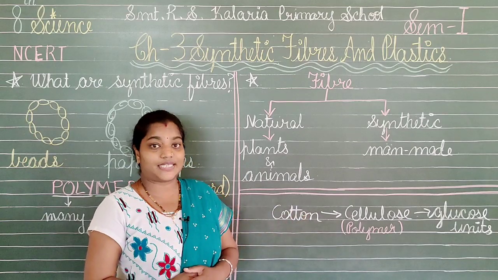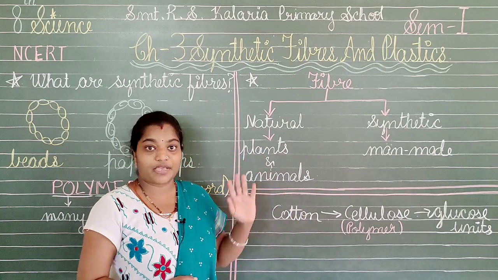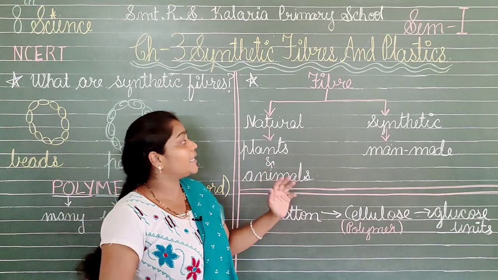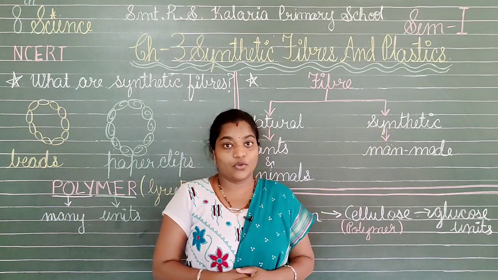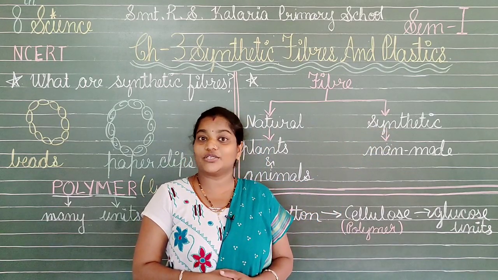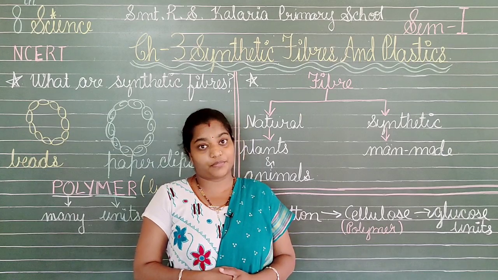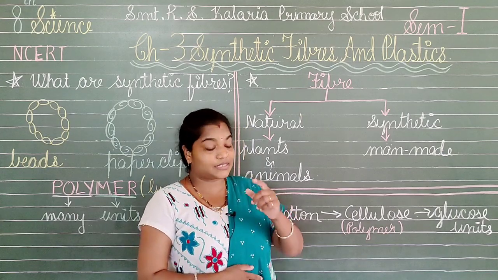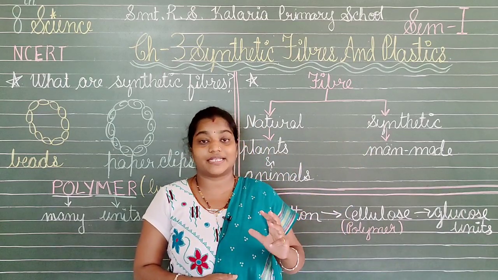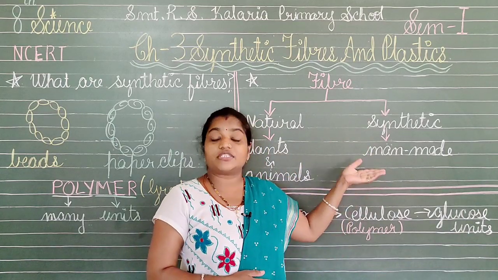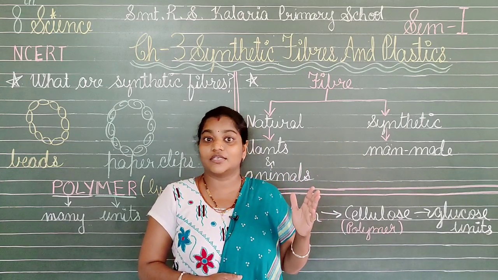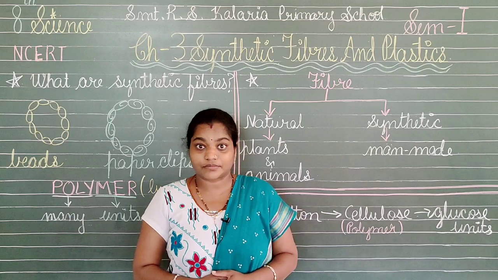So here we can say that these are the natural fibers which can be obtained from plants and animals. Now the second type we have is the synthetic one. What is the synthetic one? Yes, in this 8th standard we are going to study the synthetic fibers from our syllabus. The synthetic fiber is the one which is prepared by human beings, or we can say it is man-made, which is constructed in factories with the help of chemicals. So let's have a look at that.